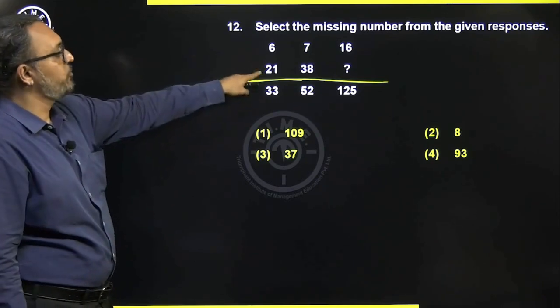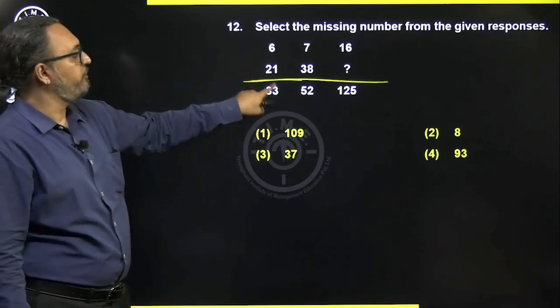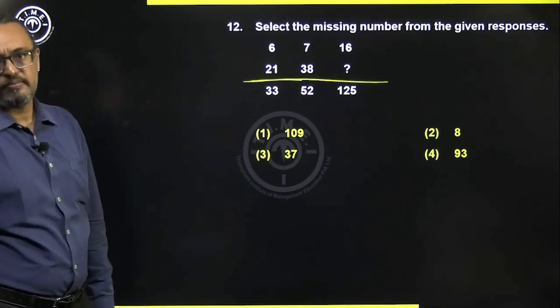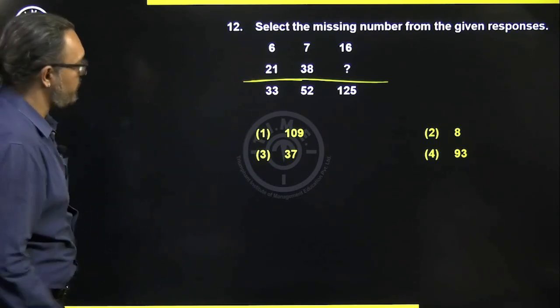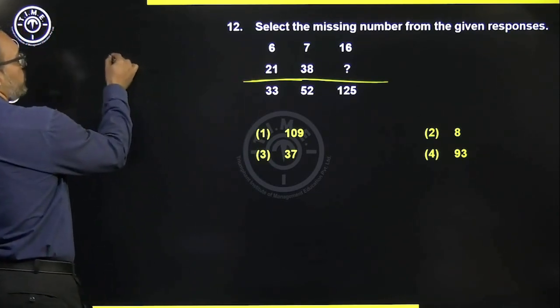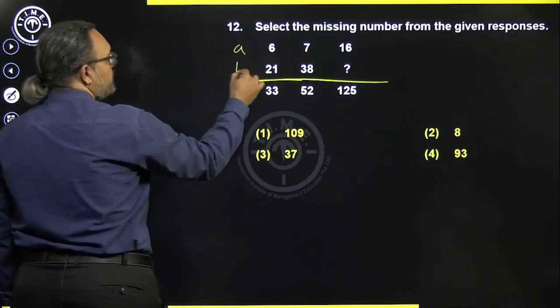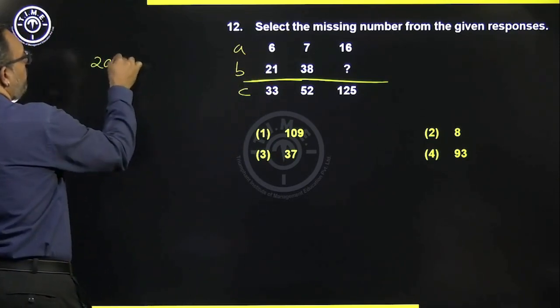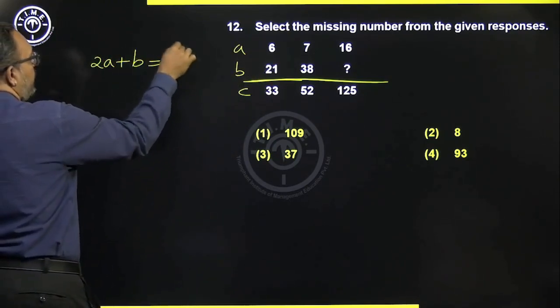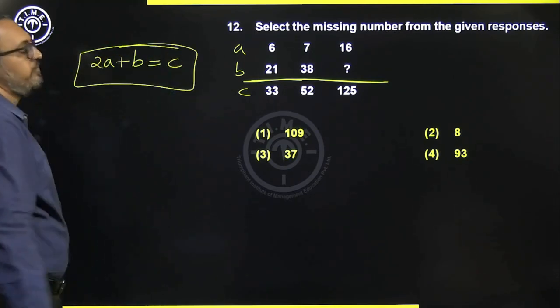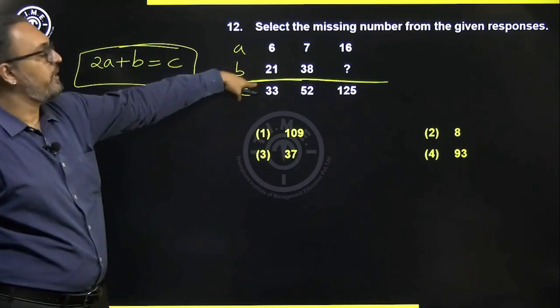So what is the difference, you check, correct? 33, 21, what is the difference? 12. How do I get 12 from 6? 2, you multiply. So basically if I take A, B, C, it is 2A plus B, I can get C. 2 into 6, 12 plus 21, 33.